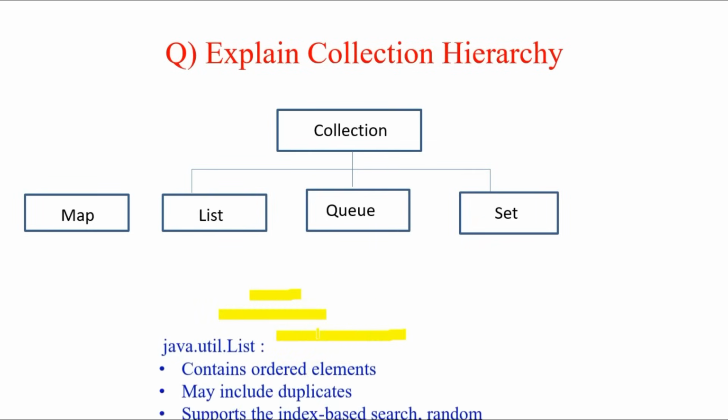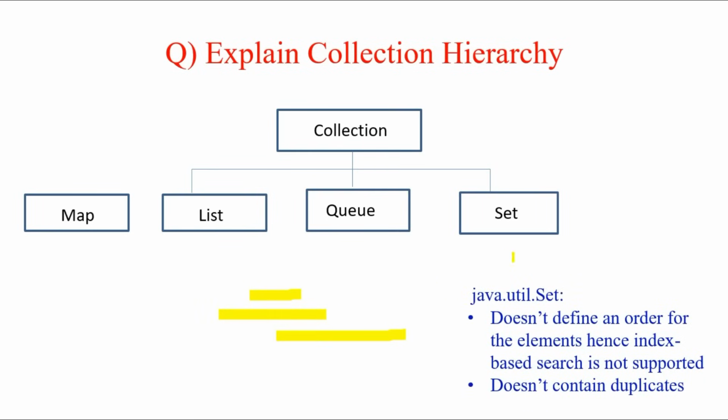So let's consider the second one, the set. Set does not define any order for the elements, hence index based searches are not supported, and it does not contain duplicates. So this is how list and set are different from each other. A list is allowed to have ordered insertions and index based searches, which is not allowed in set. A list can contain duplicate elements, but a set cannot contain duplicate elements. So can you see how we can differentiate them?